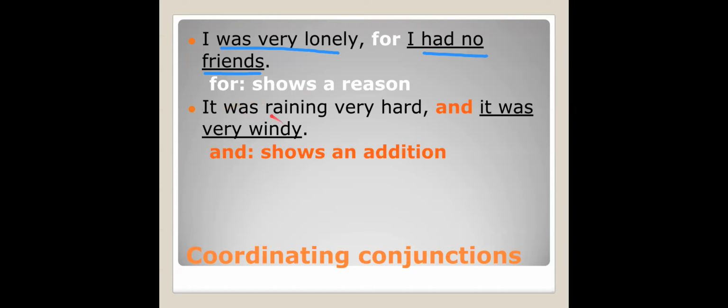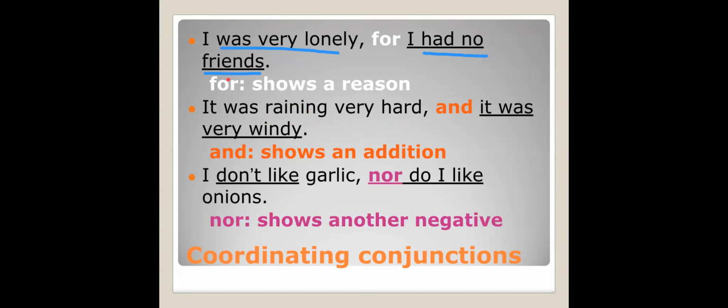Next sentence, it was raining very hard and it was very windy. So and shows an addition or extra information, okay? I don't like garlic, nor do I like onions. So nor shows another negative.